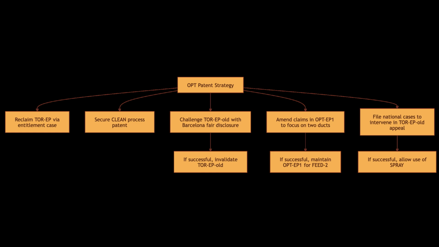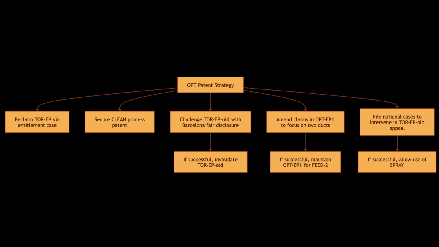Recommended strategy: amend the claims to focus on the 2-duct version, FEED-2. Argue inventive step, highlighting the surprising effect of better plastic uniformity. Do not mention the clean process, as this could destroy its future patentability.